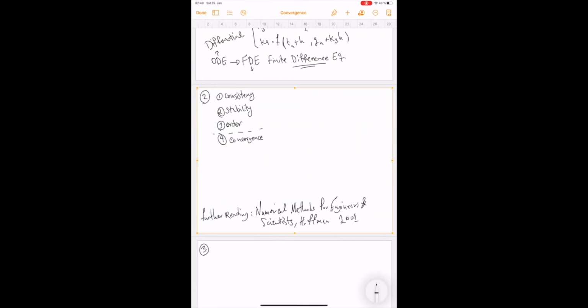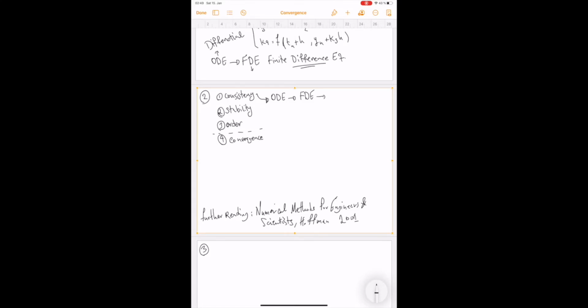Okay, anyways. So if you're interested, you can go in the library and pick up this book and read more about this stuff. I think it was maybe in chapter 7, if I'm not mistaken. But what is consistency? In simple words, consistency is that you start with an ODE, you discretize, you end up with an FDE, which is finite difference equation.